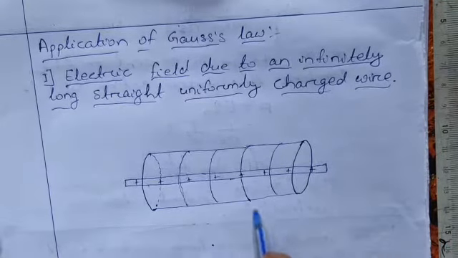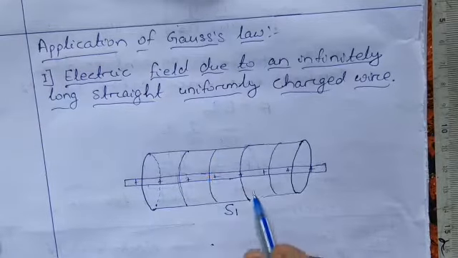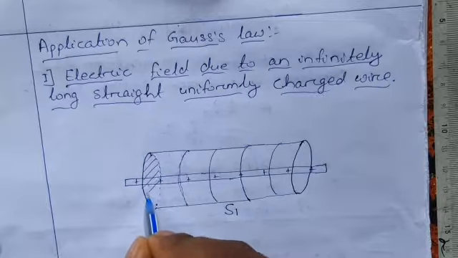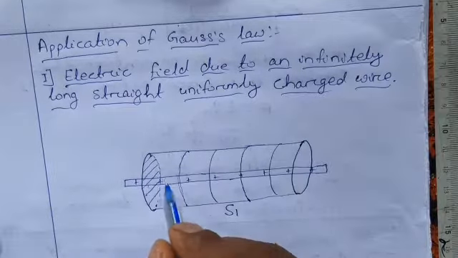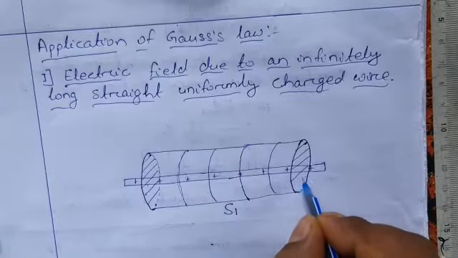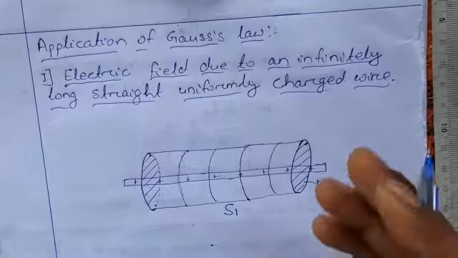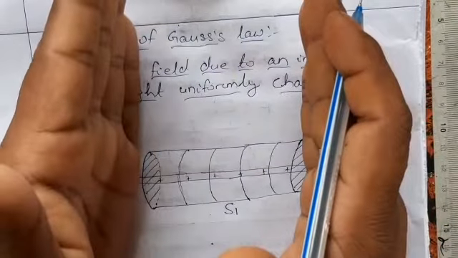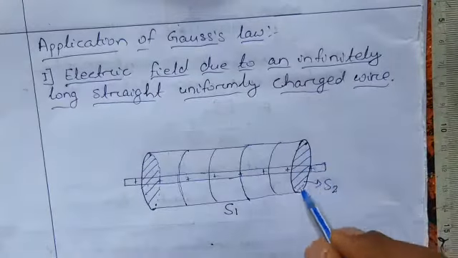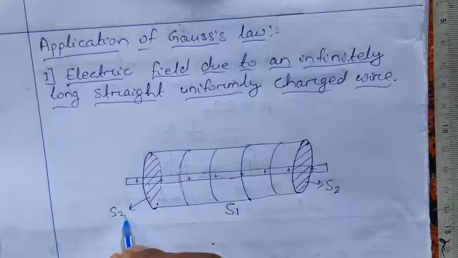Okay, here I will take three surfaces. One is S1, the curved surface area. The other is S2. The two circular areas, up and down, are S2. And this is S3.